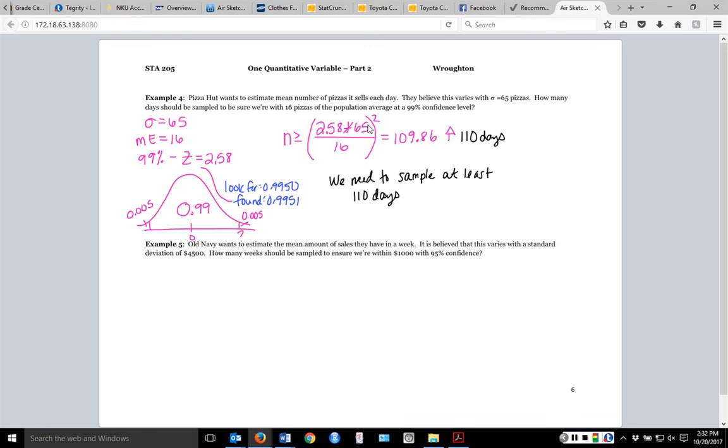Example 5, similar idea. So Old Navy wants to estimate the mean amount of sales they have in a week. They believe it varies with a standard deviation of $4,500. So again, have to have an idea of that. How many weeks should they sample to be ensured that they're within $1,000 with 95% confidence? So that's going to again help me find my z.